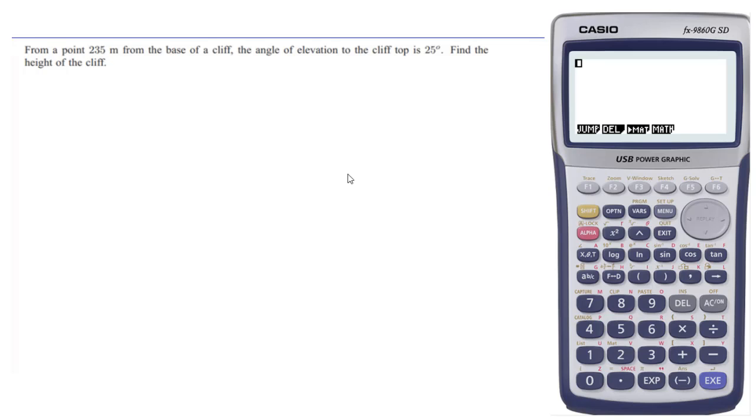We need a little cliff, and we're going to need something to represent an angle of elevation. So that can be our cliff, something like that. And then we need to be at a point 235 meters from that base. So we're going to pick a point, probably over here. And then we know the angle of elevation is 25 degrees, and we know this is 235 meters away. So if I draw this line here, that is 235 meters. It's 235 meters from the base of the cliff.